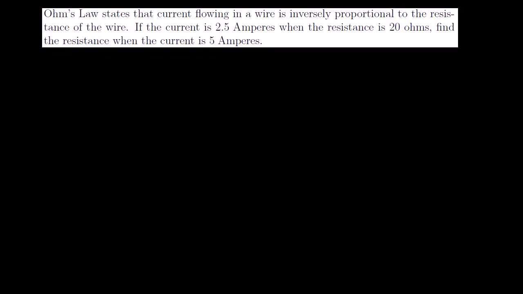Ohm's law states that current flowing in a wire is inversely proportional to resistance of the wire. So current flowing in a wire is inversely proportional to resistance of a wire. So let's use I for current. I is equal to current. And we'll use R for resistance. R is equal to resistance.